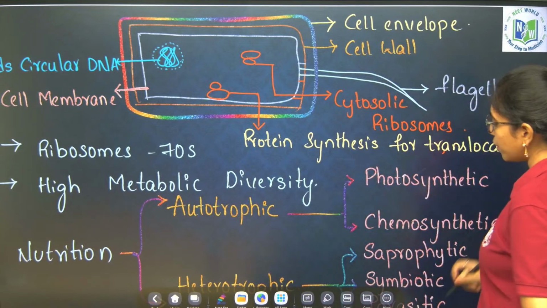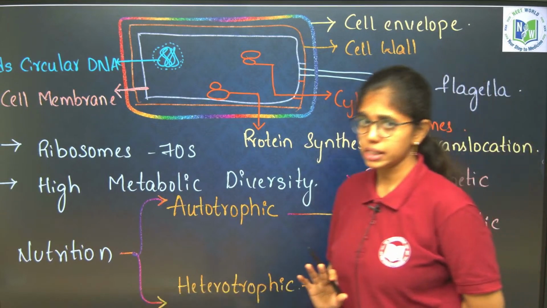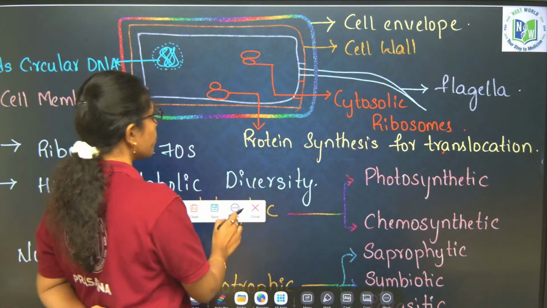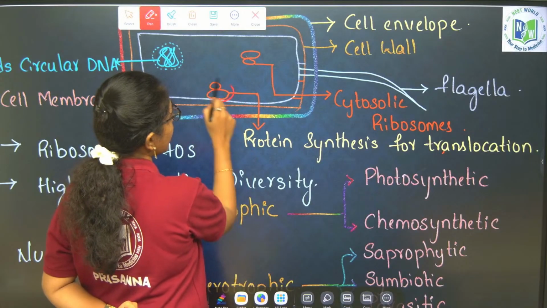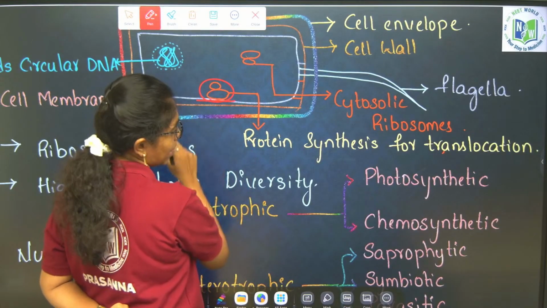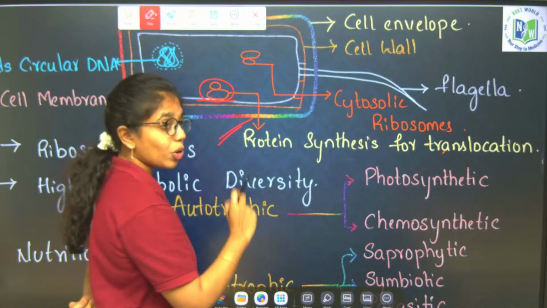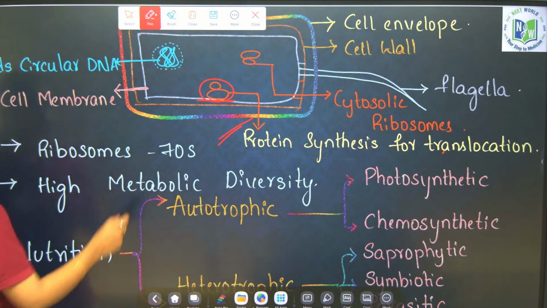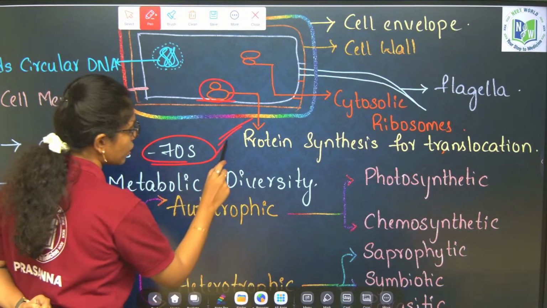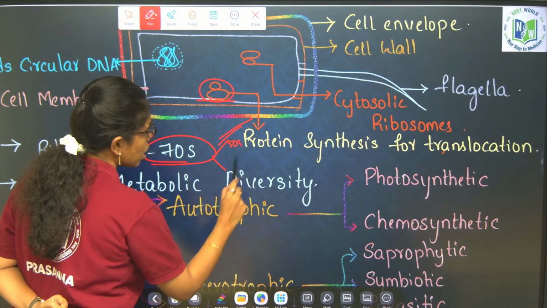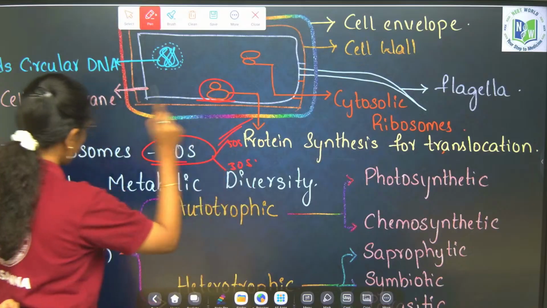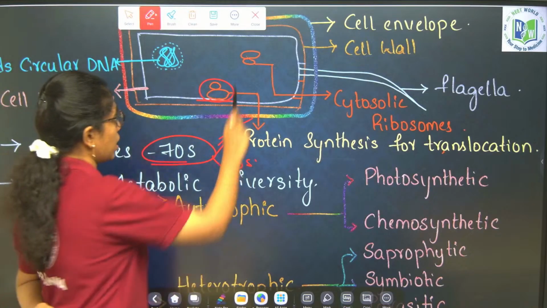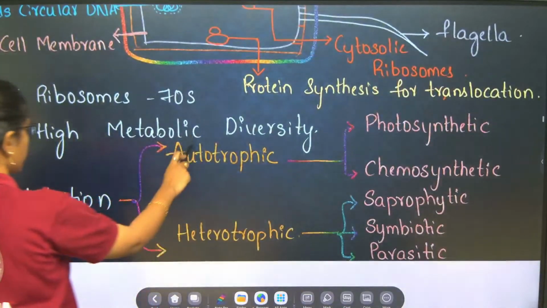We know the ultimate function of ribosome is protein synthesis. Cytosolic ribosomes will synthesize the proteins, whereas those ribosomes which are attached to the cell membrane will synthesize the proteins which are helpful in translocation. Remember that. Next, here the ribosomal type is 70S, we know larger subunit will be 50S, smaller subunit will be 30S. So it exhibits high metabolic diversity.